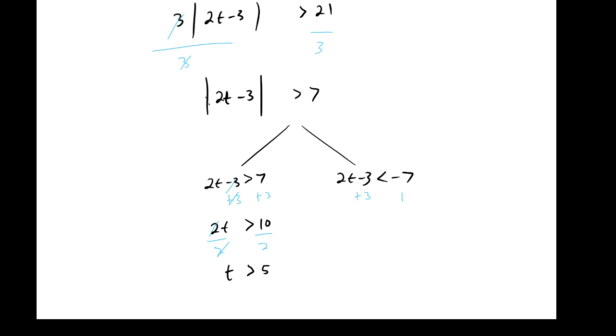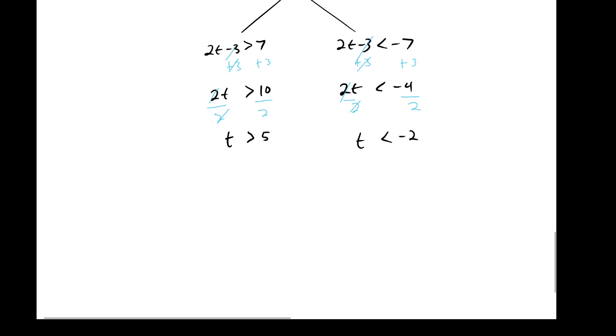Continuing on, plus 3 cancels out, right? So I have 2t less than, -7 plus 3 is -4. I'm going to divide by 2, divide by 2. Okay, and I'm going to have t less than -2. And this is my disjunction.